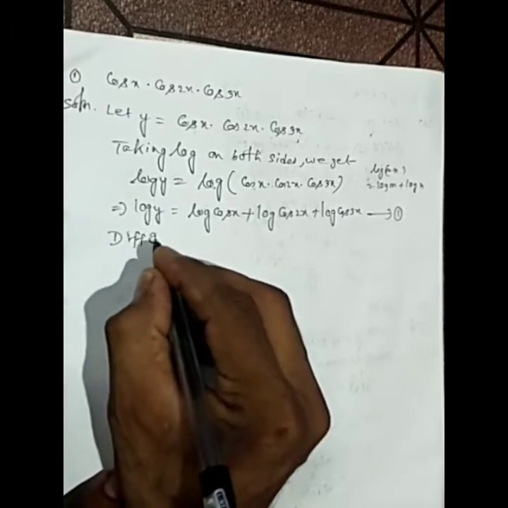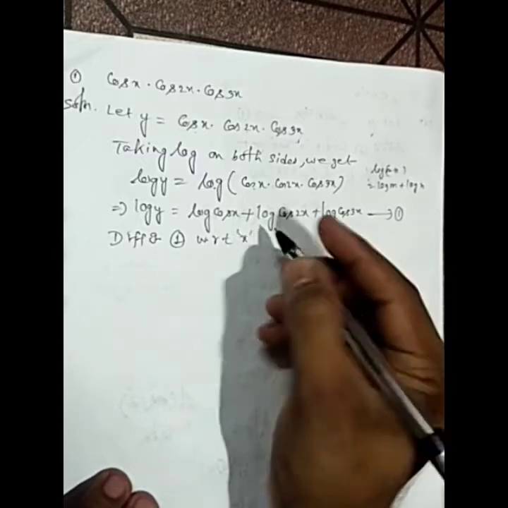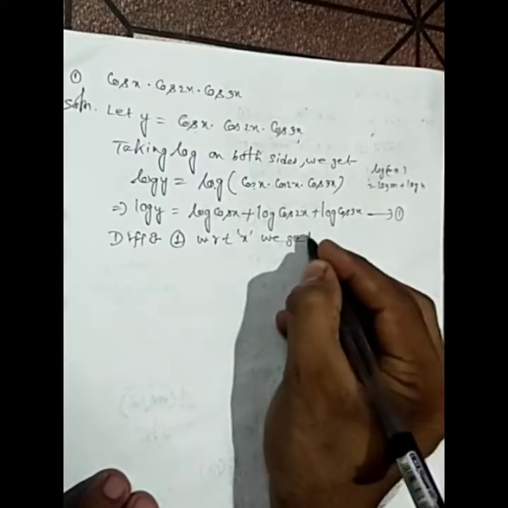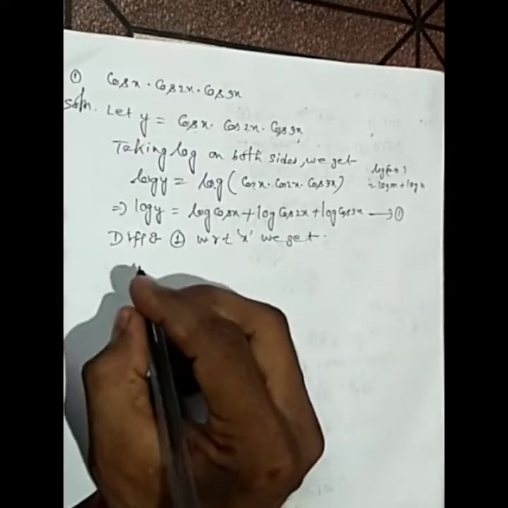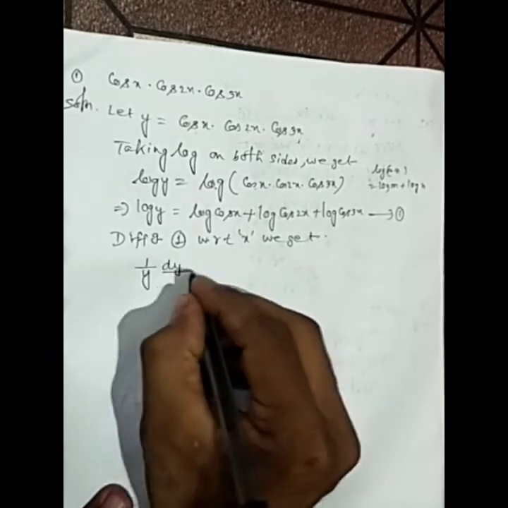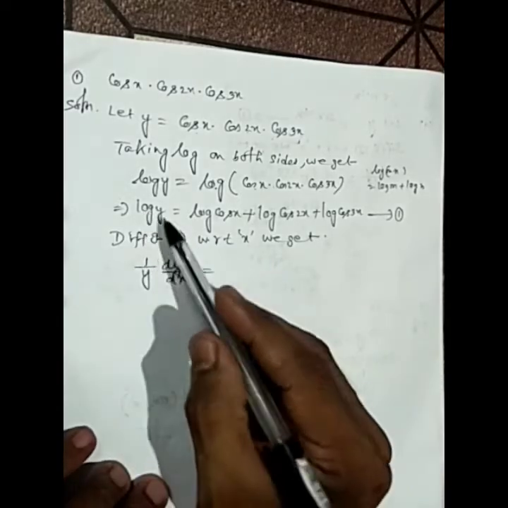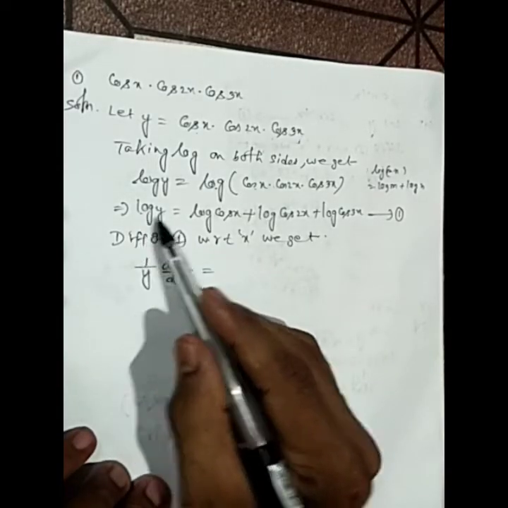Differentiating 1 with respect to x, we get, see what you will get, 1 by y dy by dx equal, differentiating log y with respect to x.